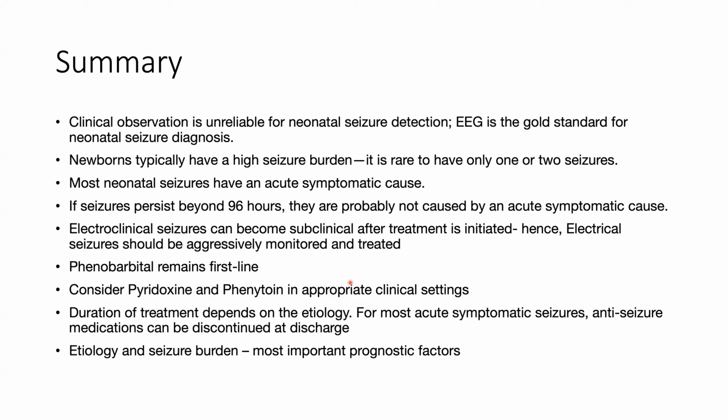And most neonatal seizures, up to 85%, have an acute symptomatic cause, including HIE, vascular causes, and infections, which top the list. If seizures persist beyond 96 hours, they're probably not caused by an acute symptomatic cause. It is probably epilepsy syndrome due to a genetic or metabolic cause, right? Electroclinical seizures can become subclinical seizures after treatment is initiated. So this is called electroclinical dissociation.